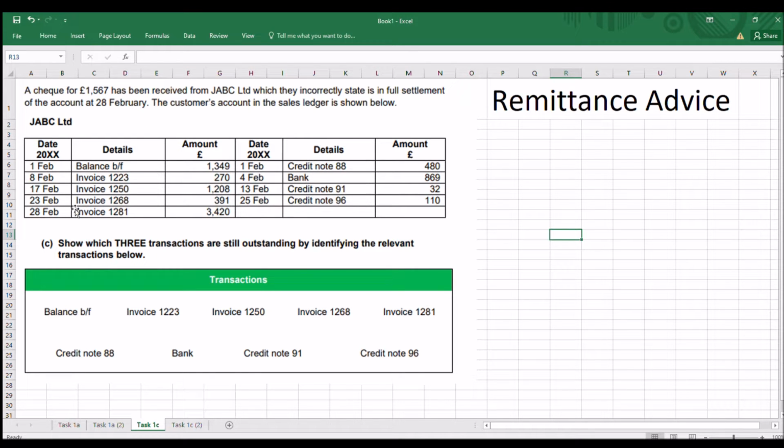Here's the customer account from the sales ledger. The remittance advice is saying that they've paid that. Now, they've not actually said what they've paid. They're just saying it's in full settlement. Show which 3 transactions are outstanding by identifying the relevant transactions we've logged. So which ones are we going to highlight as being outstanding? It's a 3-mark question.